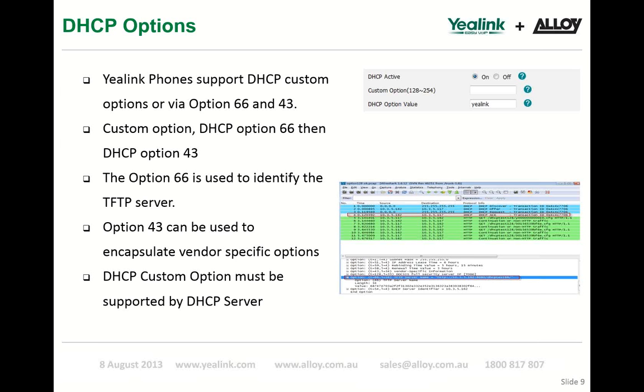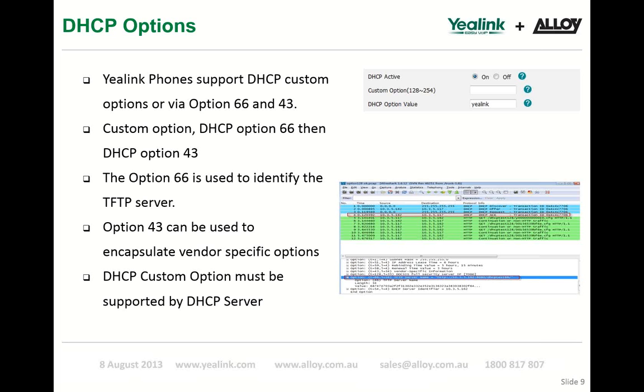Now, if you're using DHCP option 66, nothing needs to be done on the phone. All that the phone needs to know is that it is set up to use DHCP to obtain its IP address. When using option 66, we need to log into our DHCP server and configure that option. Through the scope options on your DHCP server, you can enter the host name or the IP address of the provisioning server that you need your phones to redirect to.